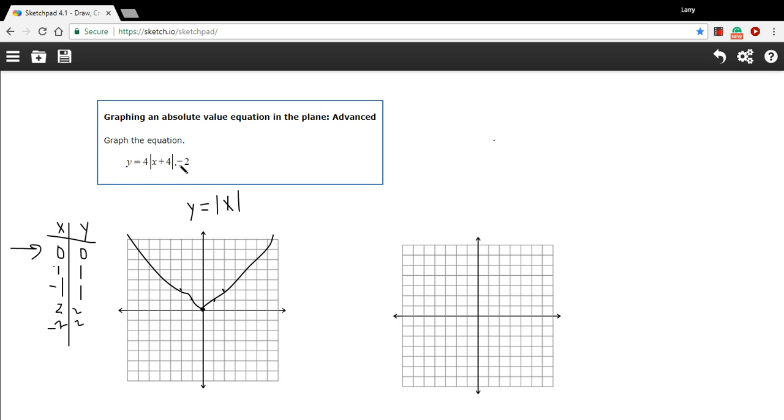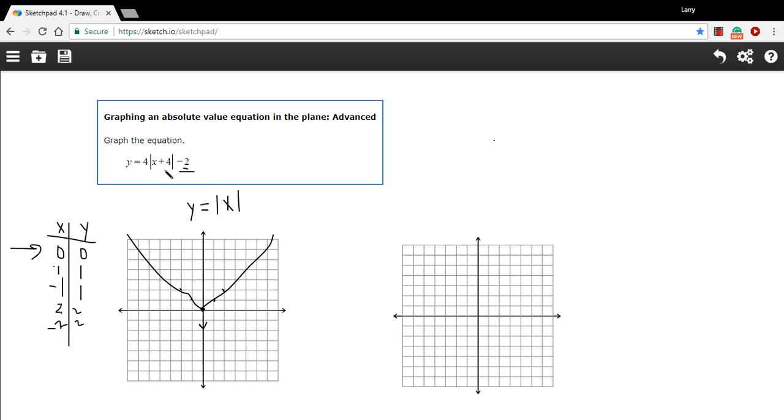Let's talk about what these different numbers do to this basic function. First of all, we've got this minus 2 hanging off the end here. It's not inside the absolute value symbol. It's just hanging off the end. This number moves the whole function up or down. A minus 2 means down 2. So we can translate our vertex down 2 to take care of that part right there.